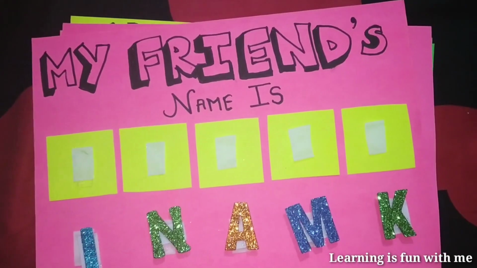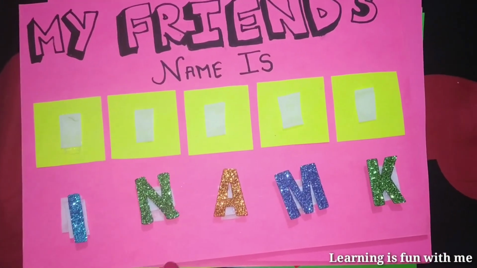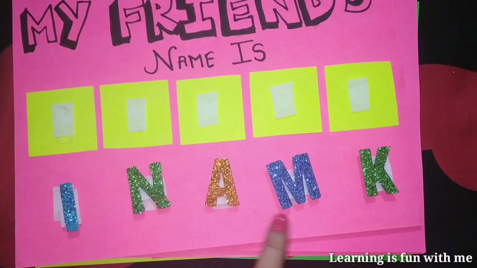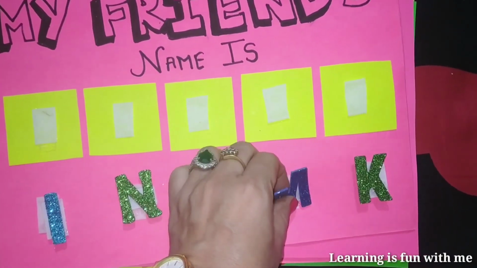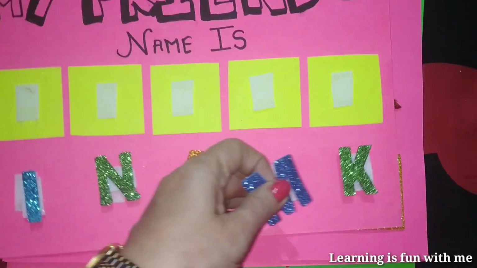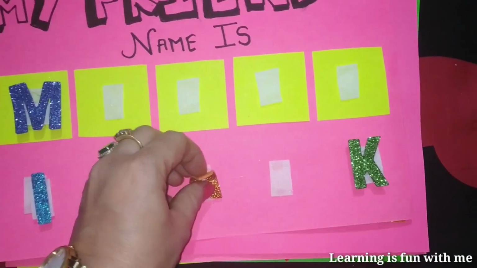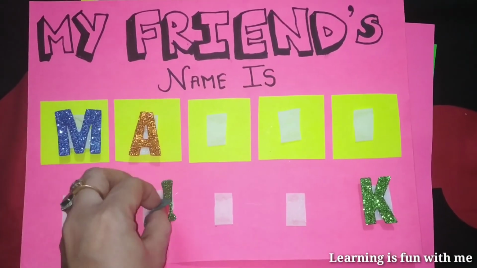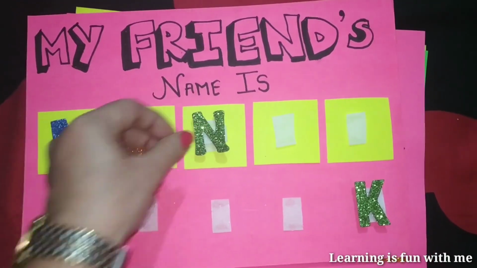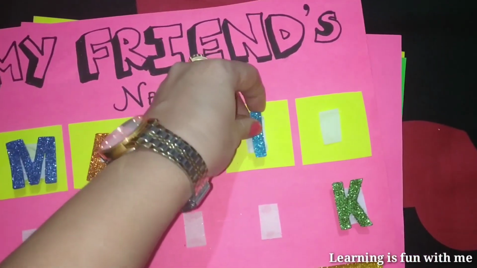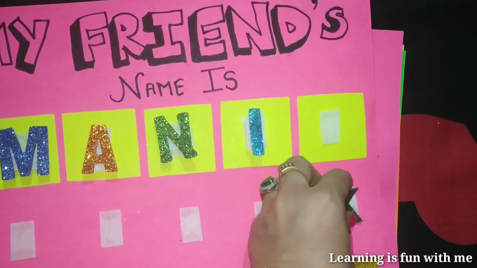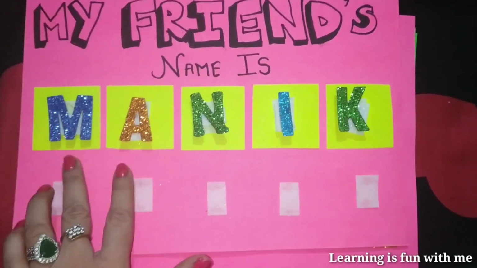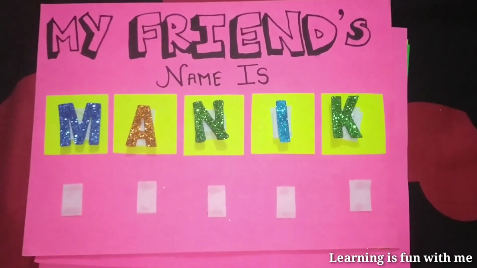So the next sheet is my friend's name is. For example, here Manik. So the child will put all the letters in a proper sequence like Manik. So first letter M, then A, then N, I, K. M-A-N-I-K, Manik. So this is the third sheet.